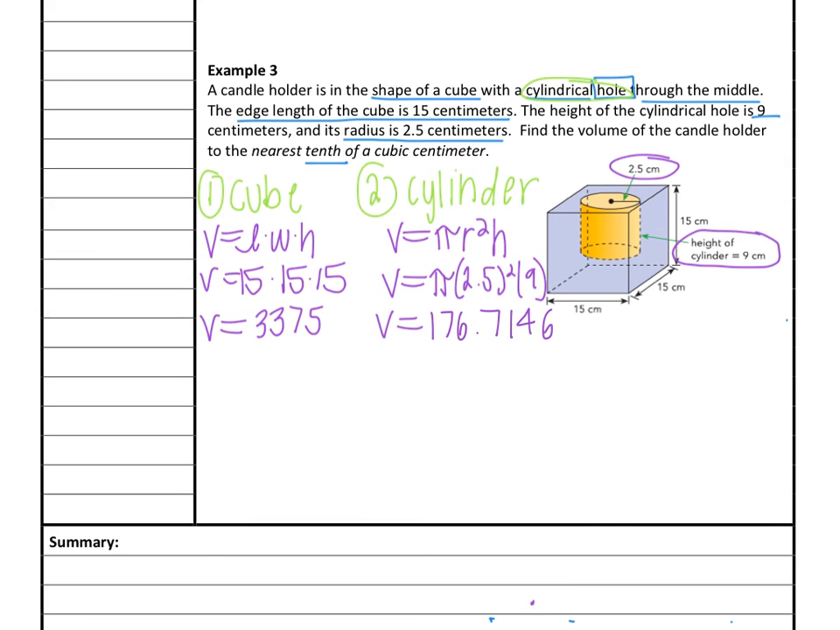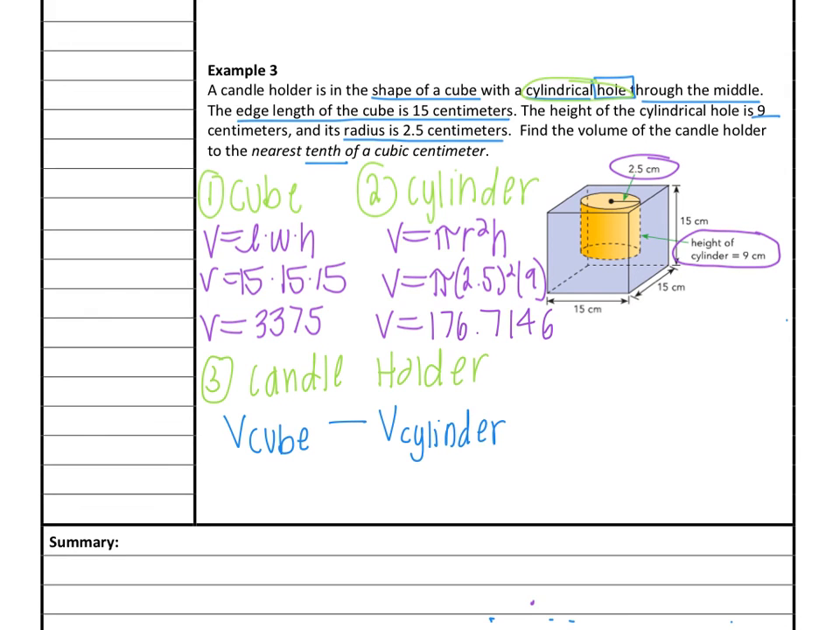So our third and final step here is to find the volume of the candle holder. And we already talked about how there was a cylindrical hole drilled out of the cube. So that's going to be a big clue that I need to take the volume of the cube and subtract away the volume of the cylinder. All right, and again, I'm subtracting because that piece is coming out of the cube. That piece isn't there anymore.